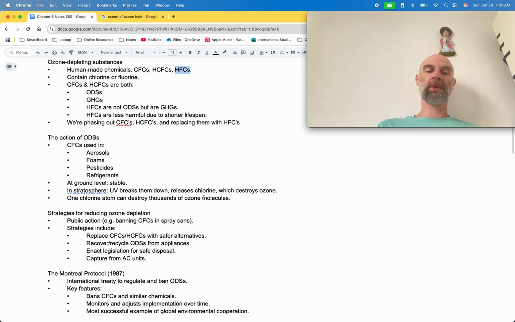Strategies for reducing ozone depletion. Public action: banning CFCs in spray cans. That's just numero uno right off the bat. Strategies include replacing CFCs and HCFCs with safer alternatives, up here, HFCs. Also, hopefully they're coming out with other products as well, more propane driven, I guess. Recover and recycle ozone depleting substances from appliances. Enact legislation for safe disposal. Capture from air conditioning units.